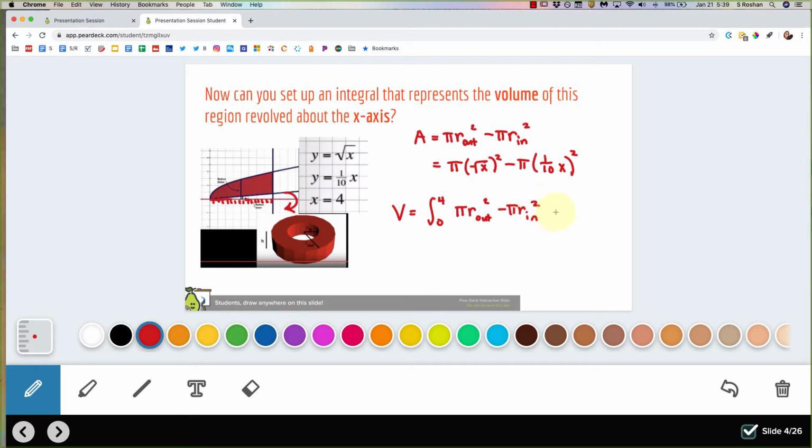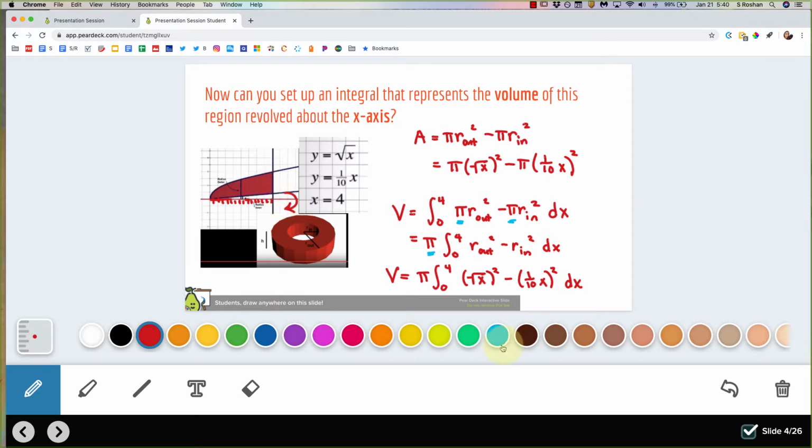You do not need to write this every time, what you're actually doing, and actually you can factor out the pi here, right? The pi is in common, so you really could factor it out. So for this particular problem, it's pi integral from 0 to 4 of that root x squared minus the 1/10 x squared dx. Do not get that confused with finding the area of just this region, which is what we did in 6.1.